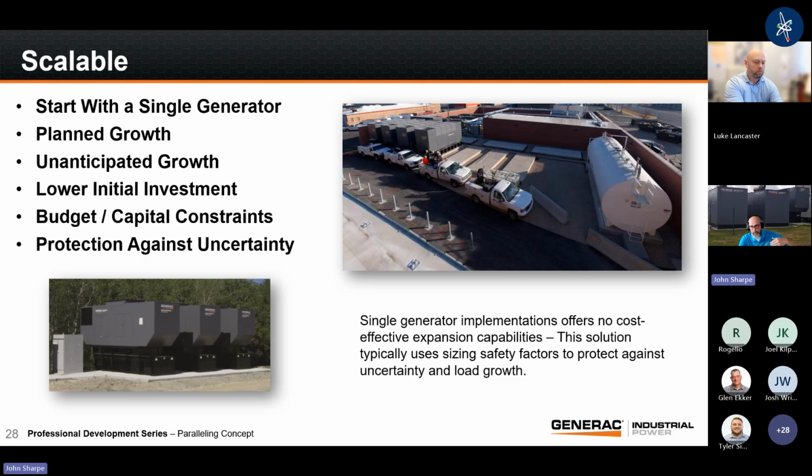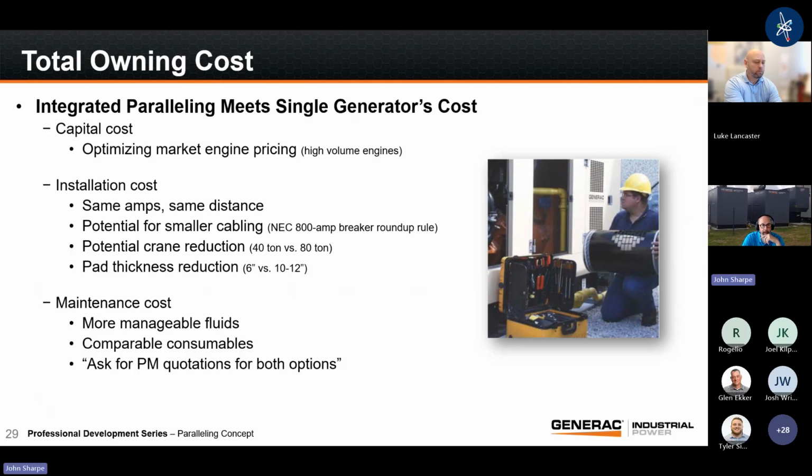So a scalable solution is always something that you think about. What do I want to spend on day one? What do I want to spend 5 years from now? Okay. And total owning cost becomes a conversation that people get concerned with.